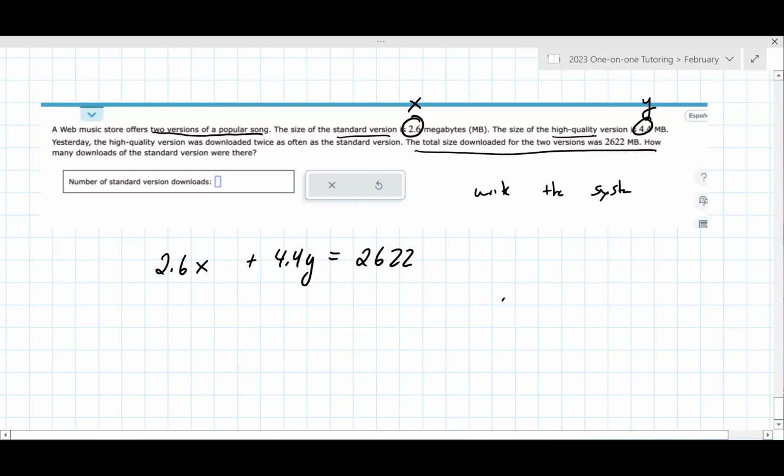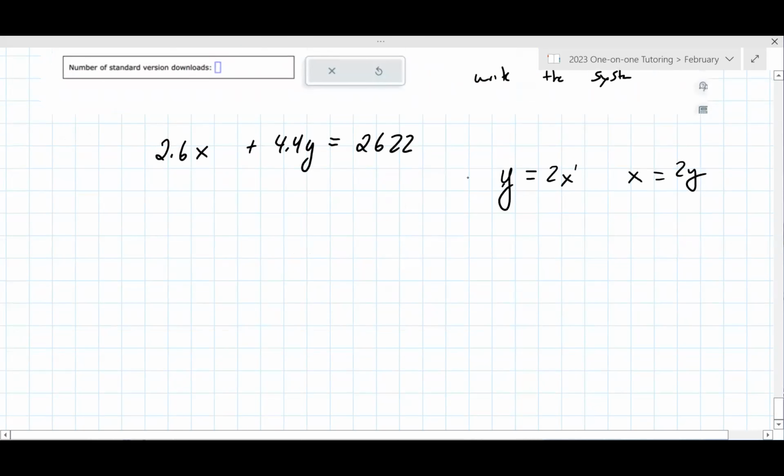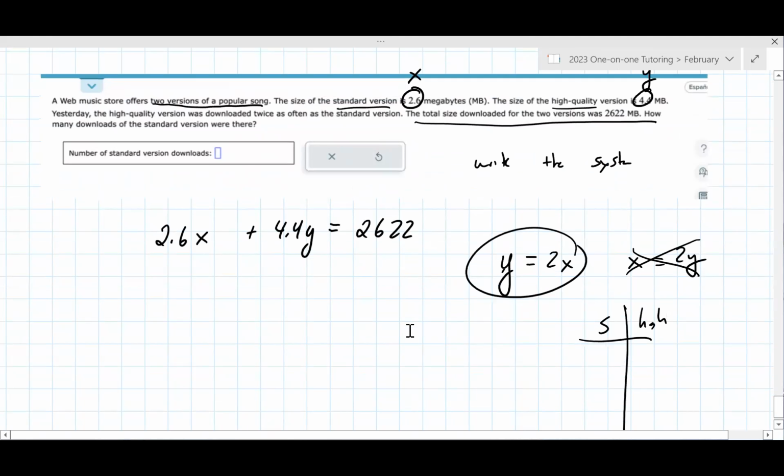And then the question that often gets raised is, is it this one or is it this one? y equals 2x. Yeah, and if you're ever unsure, you can make a table real quick of standard and high and be like, okay, if there were 8 high qualities, that means there was 4 standards. And which equation says that? It's the one you got there.